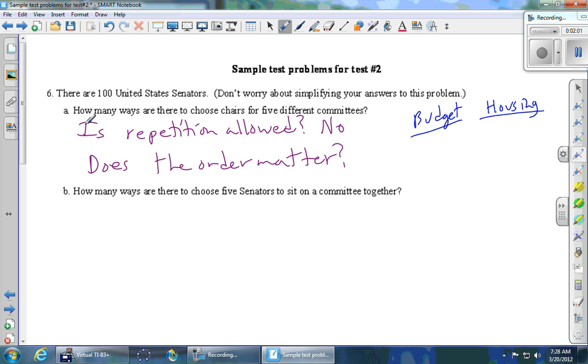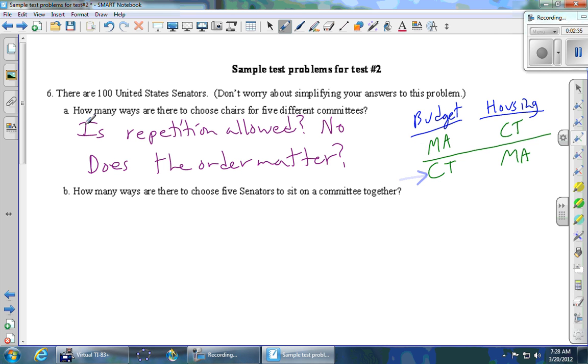So if the first senator we pick is a senator from Massachusetts, and then the second one that we pick is a senator from Connecticut, then those are our chairs. But if we pick them in the other order, that is, we pick the Connecticut senator first, and then the Massachusetts senator second, we have to ask ourselves, are these outcomes the same or different? Well, is it the same if the Massachusetts senator is the chair of the budget committee compared to the Connecticut senator being the chair of the budget committee? No, they're definitely not the same.